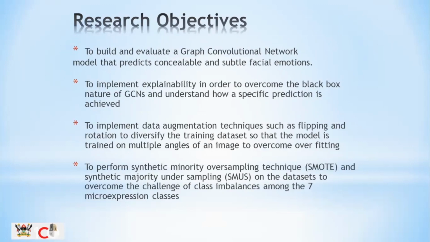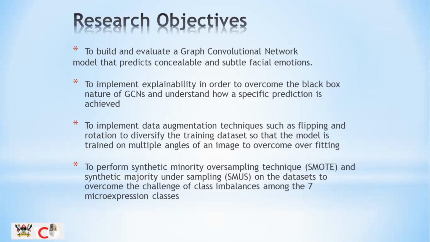Having determined those problems, we aimed to solve them, and we came about with 4 objectives, with the first objective being to build and evaluate a graph convolutional network model that predicts these concealable and subtle facial emotions, to implement explainability so as to overcome the black box nature of the graph convolutional networks and understand how a specific prediction is achieved, and then also to implement data augmentation techniques such as flipping and rotation to diversify the training dataset so that the model is trained on multiple angles of an image. And this in turn will help us to overcome overfitting.